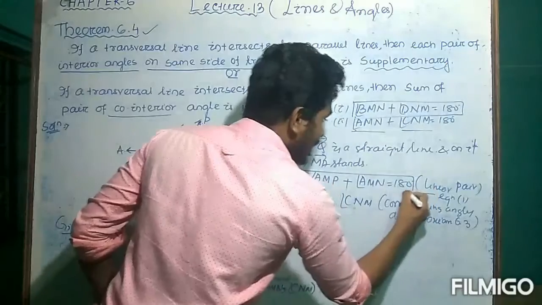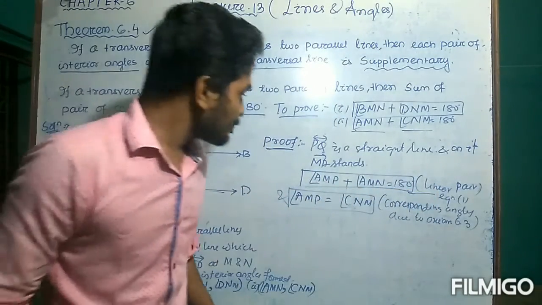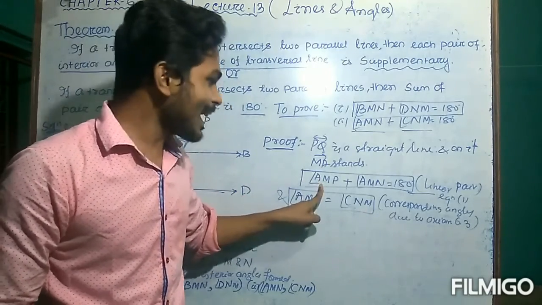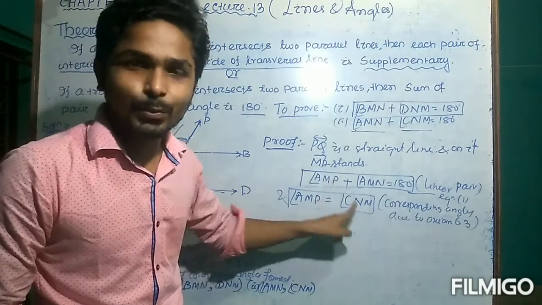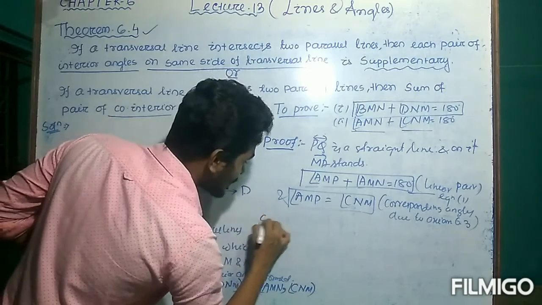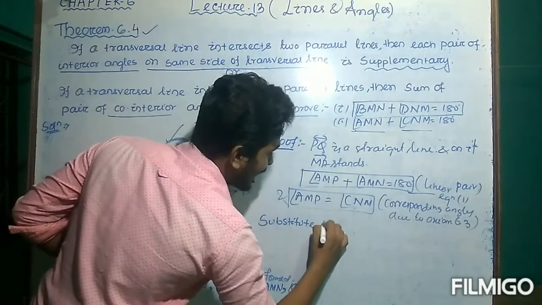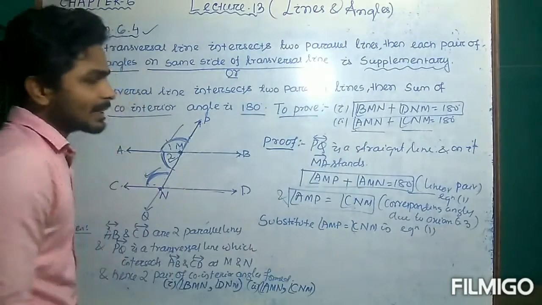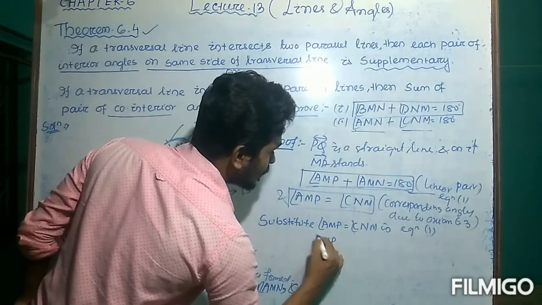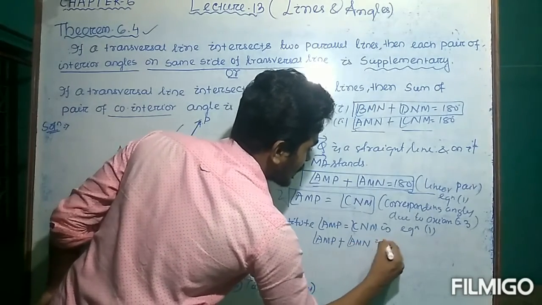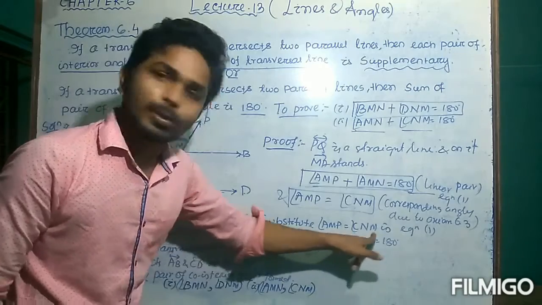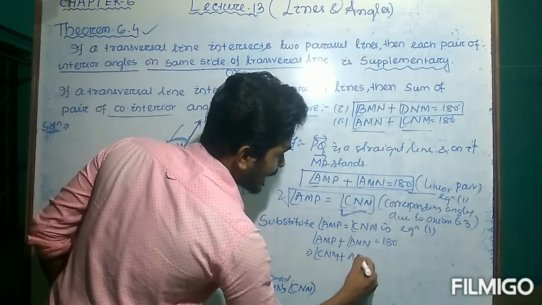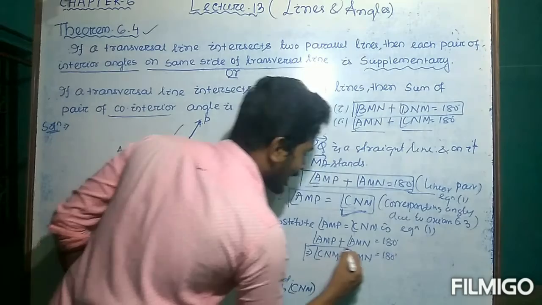Now you see equation 1 and this statement. You can see the angle AMP is equal to angle CNM. In equation 1 also we have AMP. So this AMP is substituted by CNM because these two are equal. So we have to substitute angle AMP equal to CNM in equation 1. Equation 1 is angle AMP plus angle AMN is equal to 180 degrees. Now we substitute AMP equal to CNM, so CNM plus AMN is equal to 180 degrees. Finally we get this result.